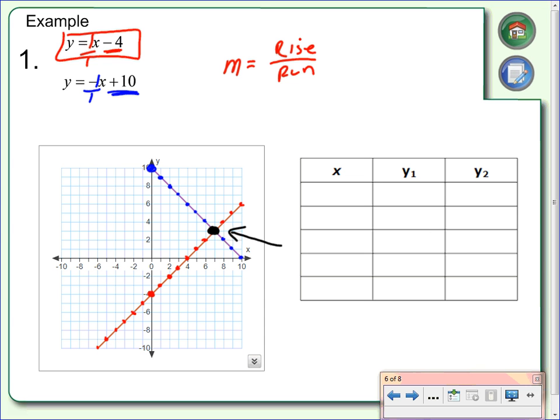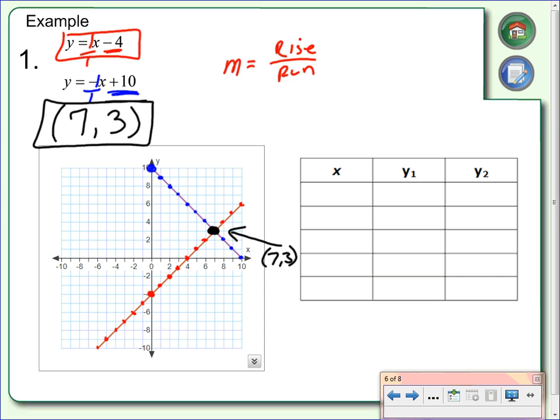7, 3. That is correct. 7, 3. So what I want you to do is right next to number 1, real big, we're going to write the ordered pair 7, 3. And that thing right there is our solution. That's the answer that we're looking for.